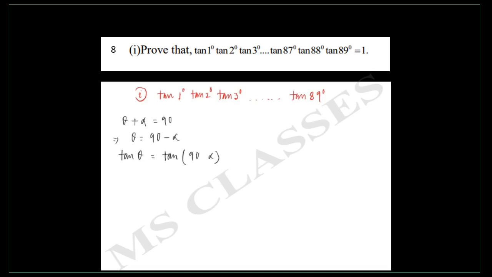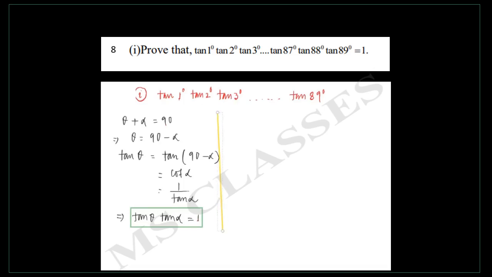And that gives us cot alpha, which is 1 by tan alpha. This gives us tan theta into tan alpha equal to 1. So from here we understand that tan theta into tan alpha will be equal to 1 if theta plus alpha equals 90. Now this concept will apply here.